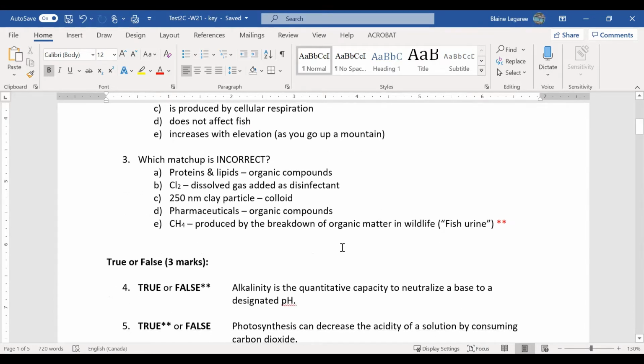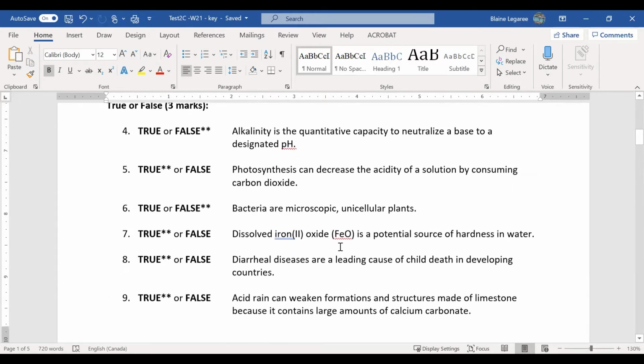All right, true or false? I'll just put these up here. I'm just trying to remember how people did on these questions, but you can see the correct answers. Alkalinity is the ability to neutralize an acid, not a base. Photosynthesis does consume carbon dioxide, and because carbon dioxide is acidic, it will get rid of the acidity.